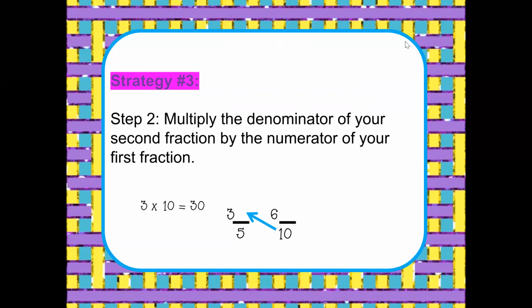Step 2 is to multiply the denominator of the second fraction by the numerator of your first fraction. Here, our denominator in the second fraction is 10. The numerator in the first fraction is 3. So 10 times 3 is 30.